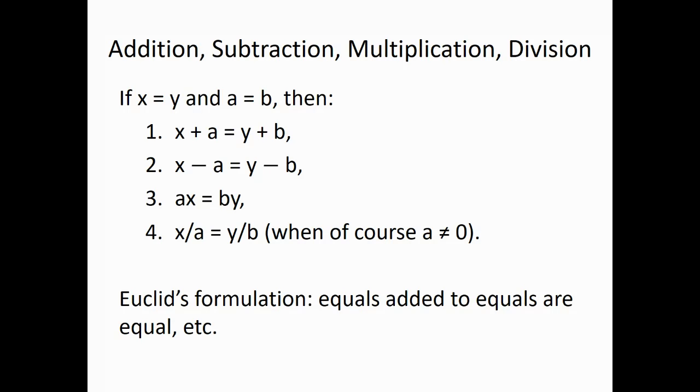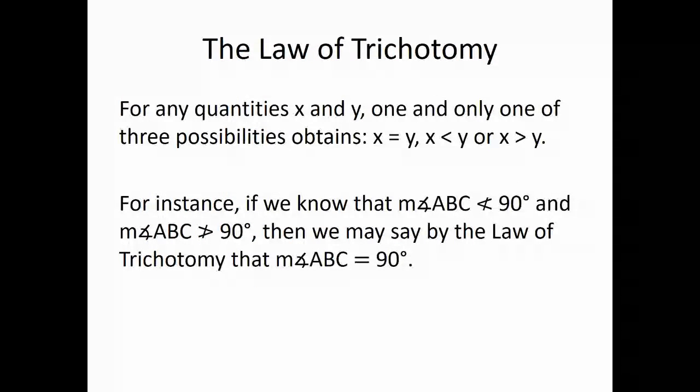They concern addition, subtraction, multiplication, division. So let us say that we know that x is equal to y and that a is equal to b. Then x plus a is equal to y plus b. That is, equals added to equals are equals. Also, x minus a is equal to y minus b. That is, equals subtracted from equals are equals. Third, a times x is equal to b times y. That is, equals multiplied by equals are equals. And then finally, x over a is equal to y over b, where, of course, a is not equal to 0 because we cannot divide by 0. And the plain English formulation, which is also Euclid's formulation, is that equals divided by equals are equal.